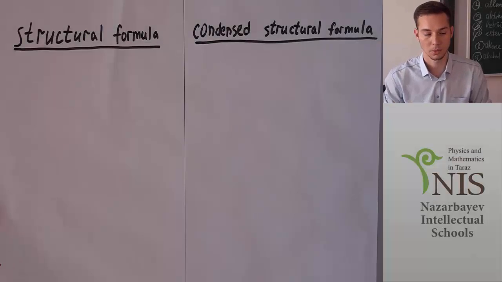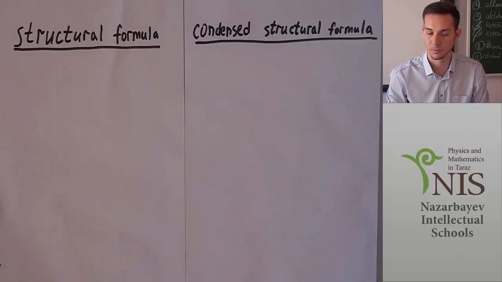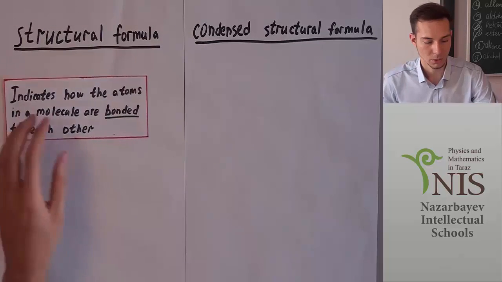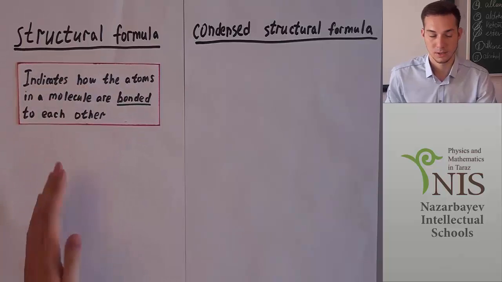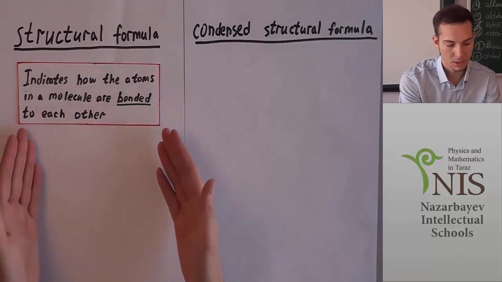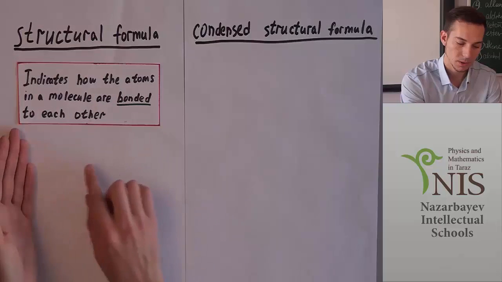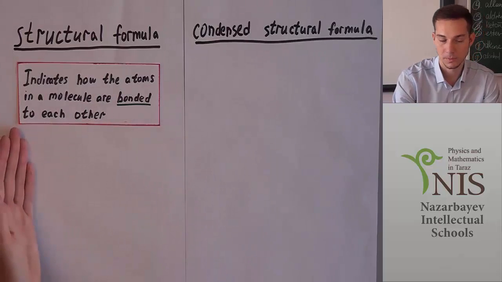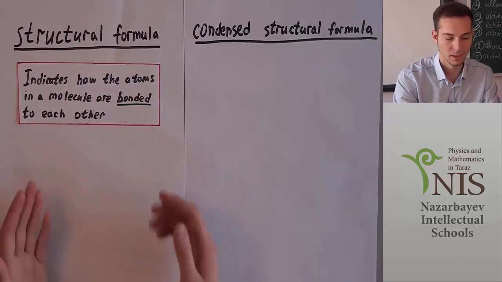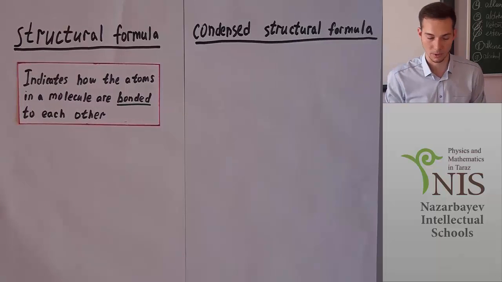Next type of formulas is structural formula and condensed structural formula. If you think about structural formula, you will notice that structural formula indicates how the atoms in a molecule are bonded to each other. Keyword in this definition is bond. So, one more time. Structural formula indicates how the atoms in a molecule are bonded to each other.